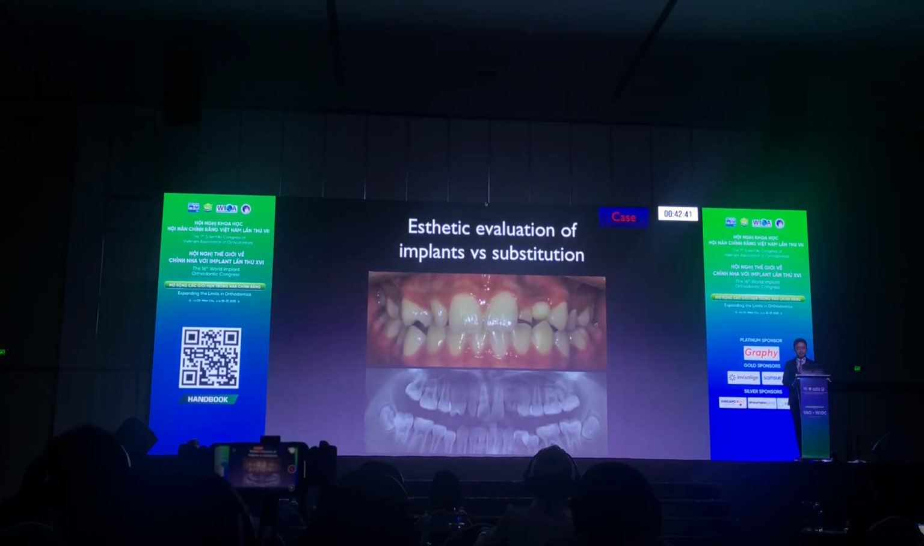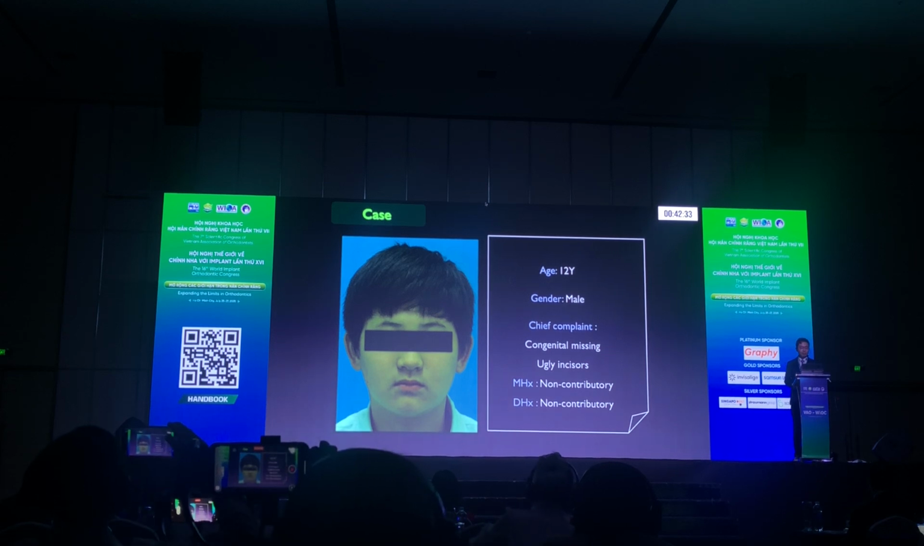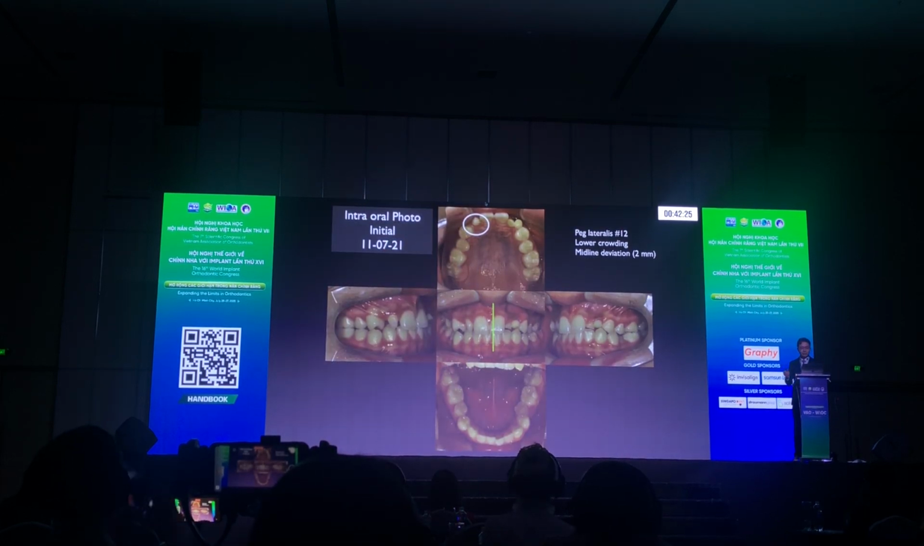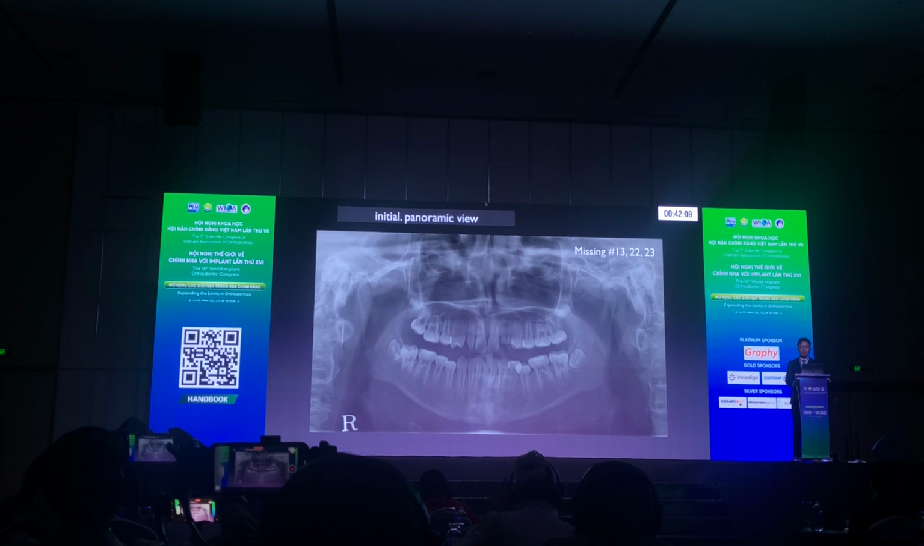I'll show the first implant case for a missing lateral incisor. He's a 12-year-old boy, and he was complaining about his ugly teeth. When you see his mouth, we can notice that there's a peg on the right side and a midline deviation. We can also see mild crowding on the mandible. He was class 1, and we found that three teeth were missing: the lateral incisor and the canine on both sides.